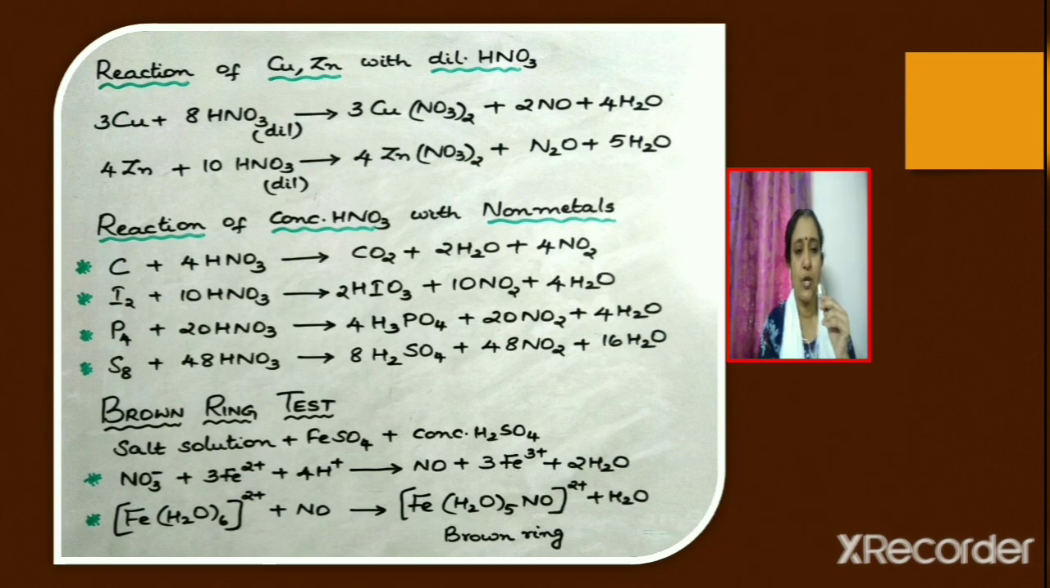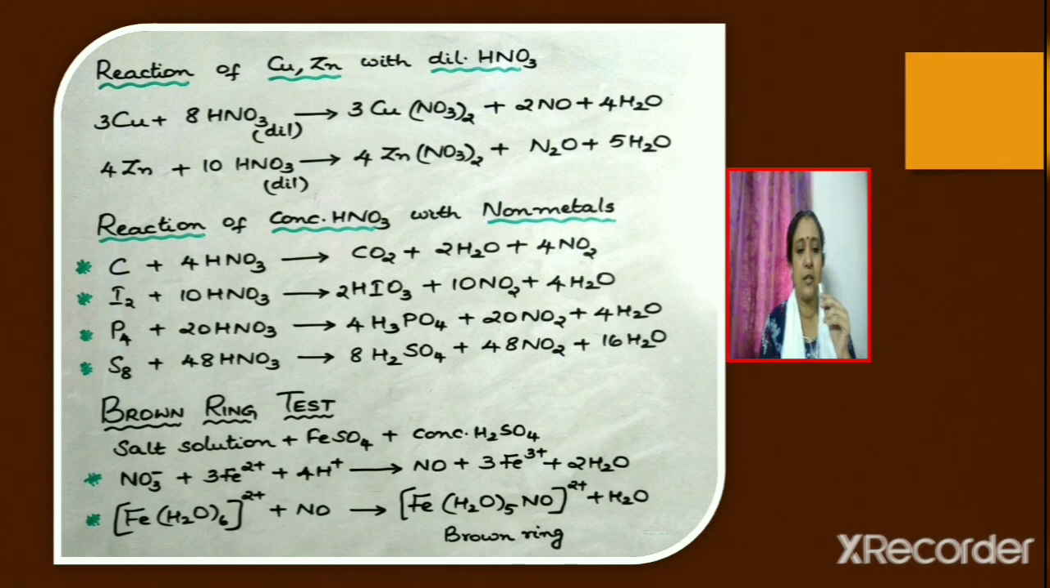Next, reaction of concentrated nitric acid with nonmetals. Nitric acid reacts with nonmetals like carbon, iodine, phosphorus and sulfur. Note that in all these reactions, the byproducts obtained are water and nitrogen dioxide. So carbon reacts with nitric acid to give carbon dioxide, iodine reacts with nitric acid to give iodic acid, phosphorus gives phosphoric acid and sulfur gives sulfuric acid.